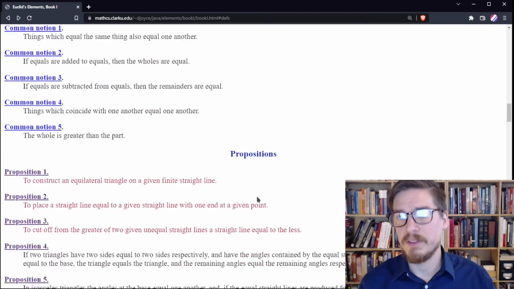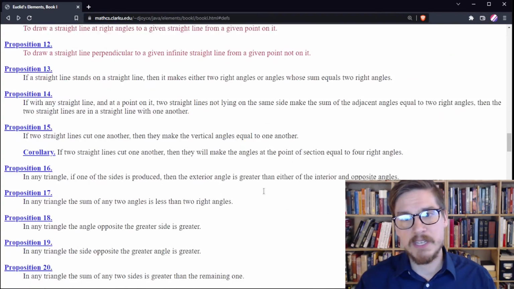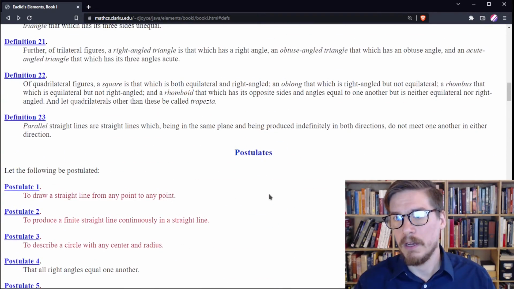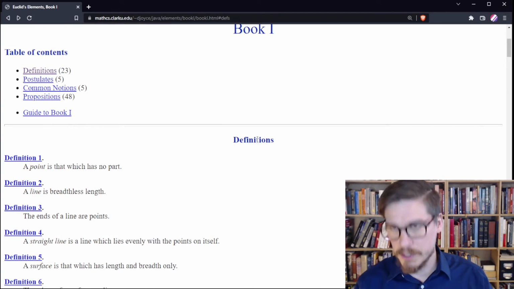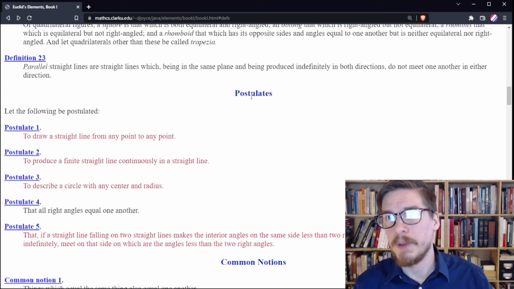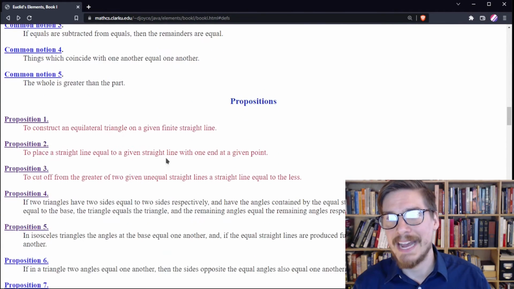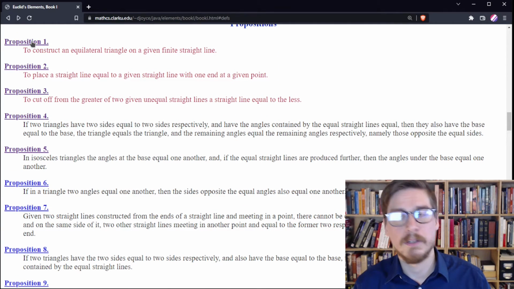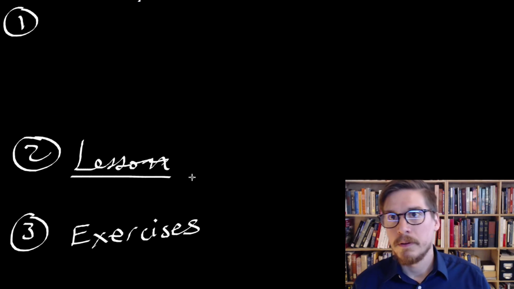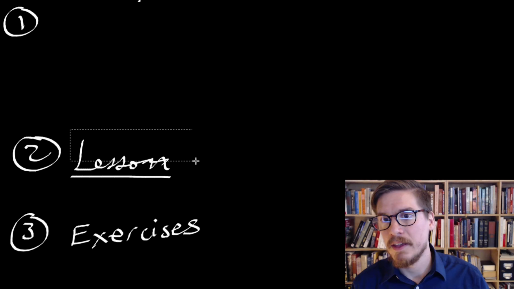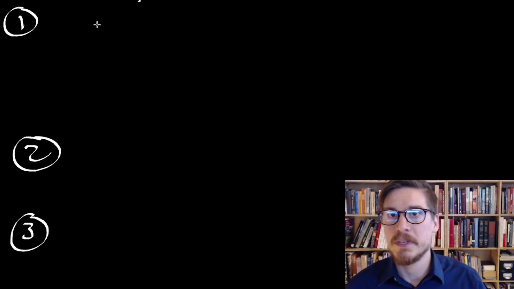What about the second week? Well, at this point, you've covered all of the definitions, the postulates as well, and the common notions, and now the students are ready to tackle the propositions. So what do you do? Same kind of thing, okay? We have to have the broad focus and then the other focuses here, right? The intermediate and the specific.